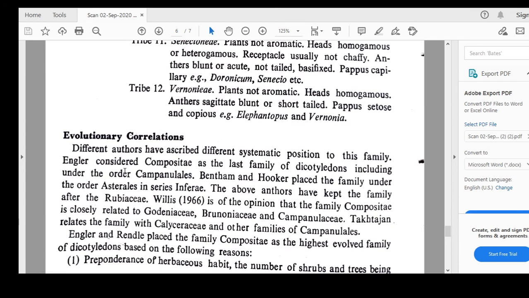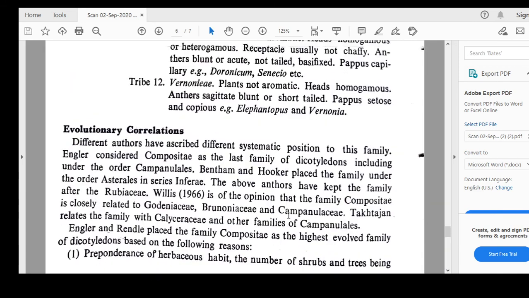Now, evolutionary correlations of this family. Different authors have ascribed different systematic positions to this family. Engler considered Compositae as the last family of dicotyledons, including it under the order Campanulales. Bentham placed the family under the order Asterales series. Willis 1966 is of the opinion that the family Compositae is closely related to Goodeniaceae, Brunoniaceae, and Campanulaceae. Taxonomy relates the family with Calyceraceae and other families of Campanulales. Engler and Rendle place the family Compositae as the highest evolved family of dicotyledons based on the following reasons.